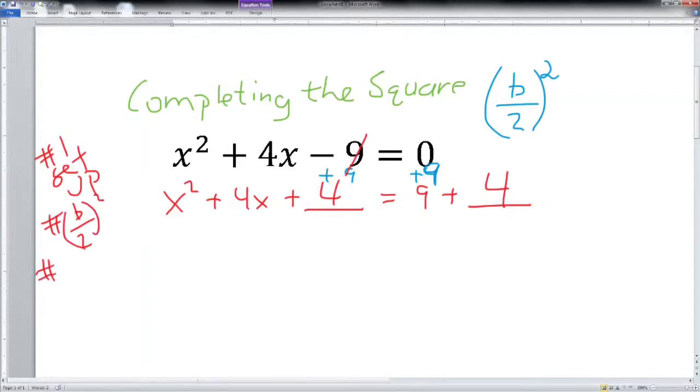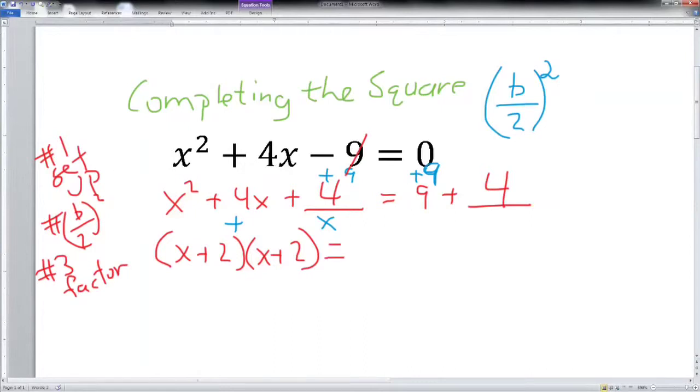Step 3 is factor. We're going to factor the left-hand side of the equation. In this case, remember, whatever multiplies to c but adds up to b. So two things that multiply to 4 but also add to 4 are 2 and 2. Whoa, it's the same number. Go figure, that was what we were aiming for. So it is x plus 2 and x plus 2 equals, and then on the right-hand side, 9 plus 4 is 13.